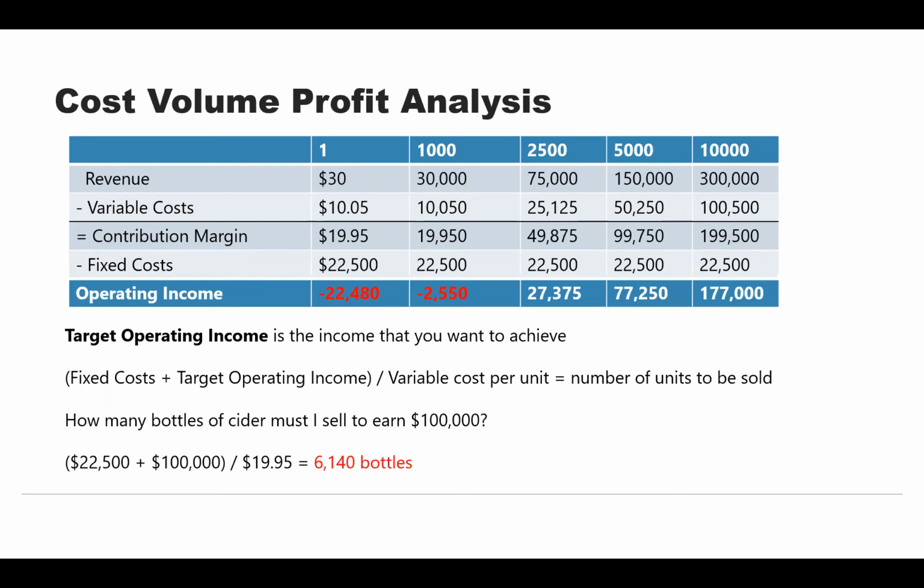It can be really powerful, and you can work the other way. Obviously these are all formulas. So if you knew that you could sell 5,000 bottles, you could actually put an X in where the 100,000 is, and solve for that too. It's just an algebra problem.